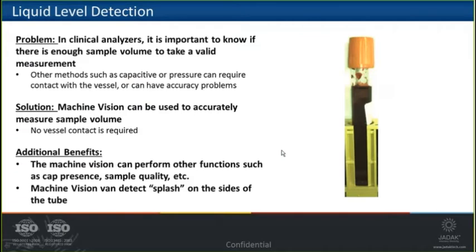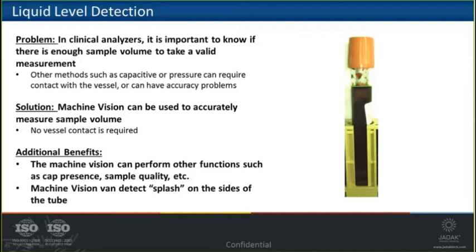Liquid level detection is something we're seeing more and more need for in the imaging world. So in a test tube like this, we're going to detect where the level of that liquid is. Do you have enough in there to do a sample? Where do you reach down to pipette?